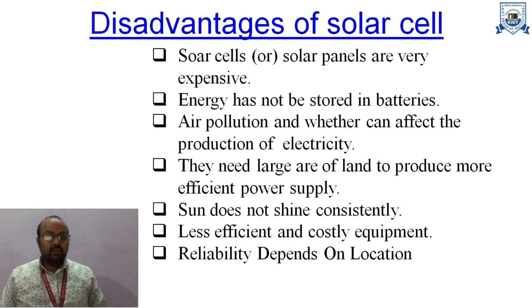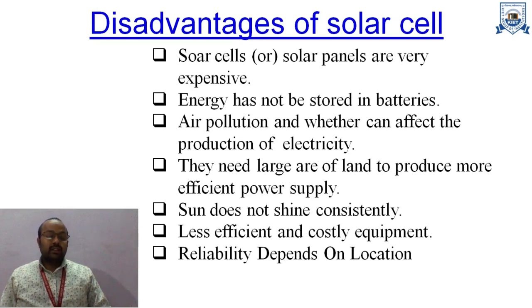Now, disadvantages of the solar cell. Solar cells and solar panels are very expensive compared to conventional ones, and the energy is not stored in batteries. There is also air pollution in generation, since we have to convert this energy into electrical energy and run the alternator. They also need a large amount of land to produce a more efficient power supply. In a solar power plant, we require more area to generate more supply.